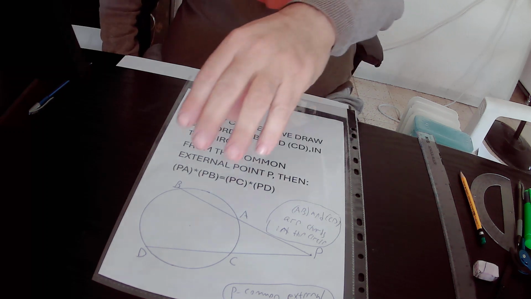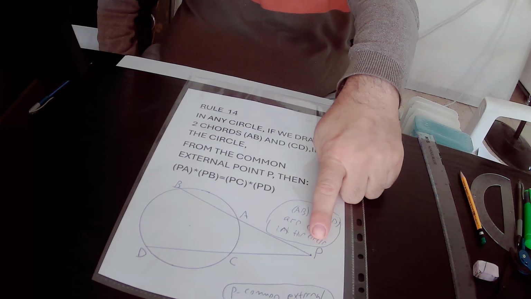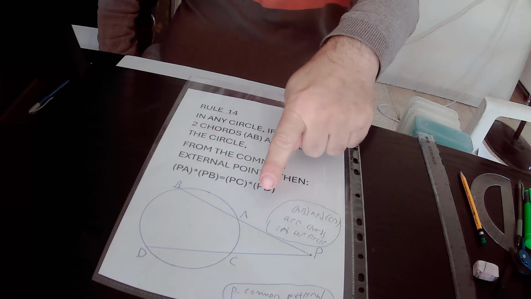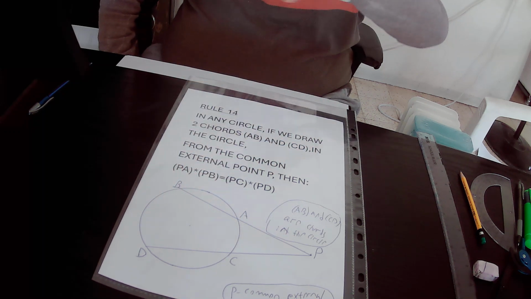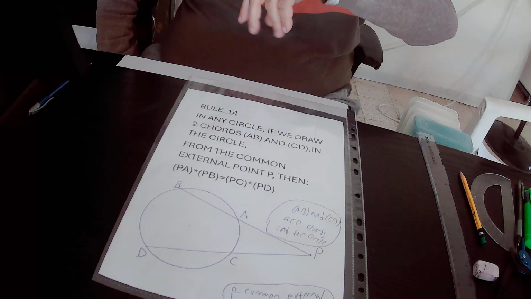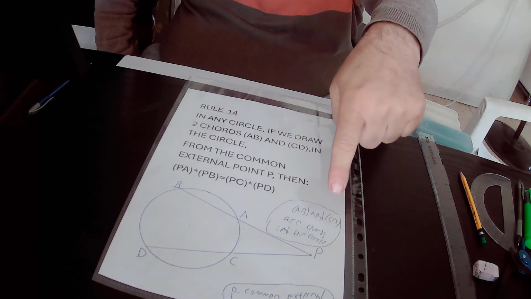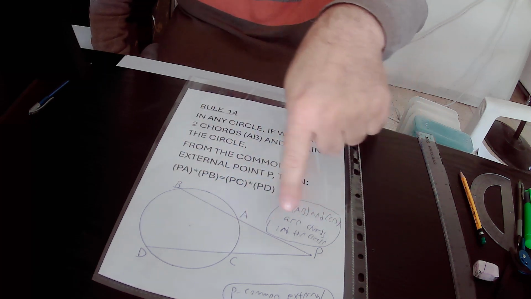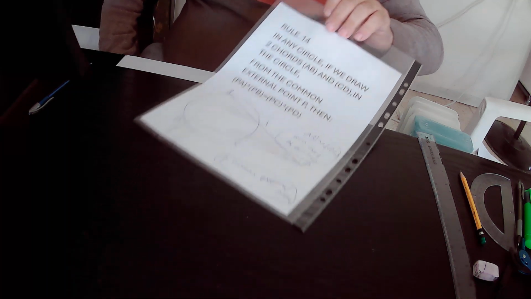In the drawing we have this circle and the common start point, point P. From the common start point, point P, we drew two chords inside this circle, chord AB and chord CD. So in this drawing, the following equation is true: PA times PB equals PC times PD. Again, PA times PB equals PC times PD. We can actually implement rule number 14 in our drawing.